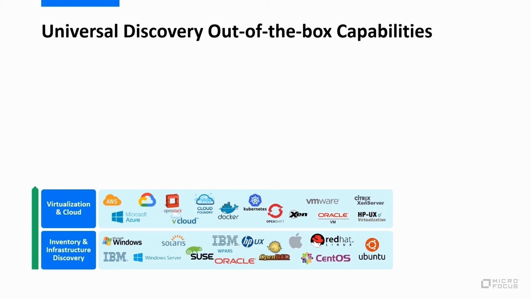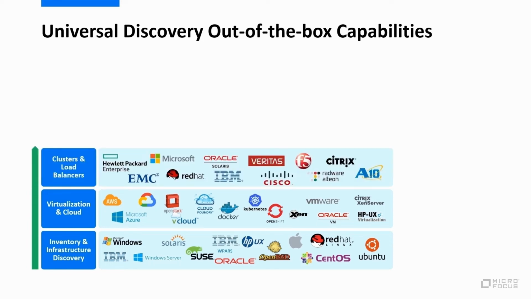You can discover on-premise cloud capabilities like Cloud Foundry and OpenStack. You can discover Kubernetes on-premise or across any of the cloud platforms, as well as the Docker containers that are within that. And you can discover common virtualization platforms such as VMware and Hyper-V. Clusters and load balancers are next, such as EMC, Veritas, F5, and others.